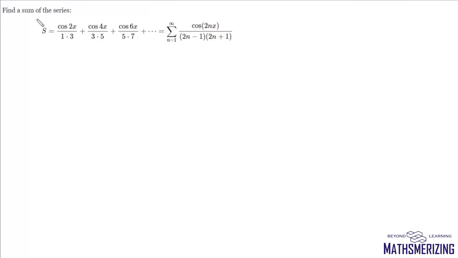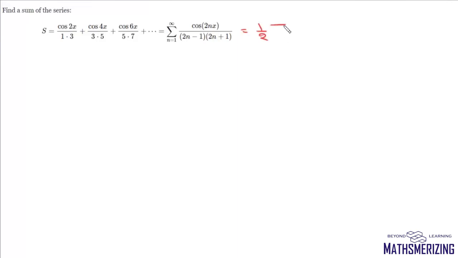Now here the question is, we need to find the sum of the series cos 2x upon 1 into 3 plus cos 4x upon 3 into 5 plus cos 6x upon 5 into 7, and this series continues up to infinity, which we can also write in terms of this summation, n varies from 1 to infinity, cos 2nx upon (2n minus 1)(2n plus 1).